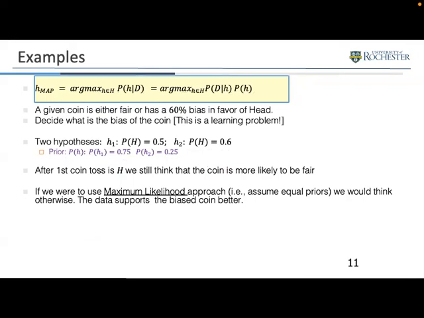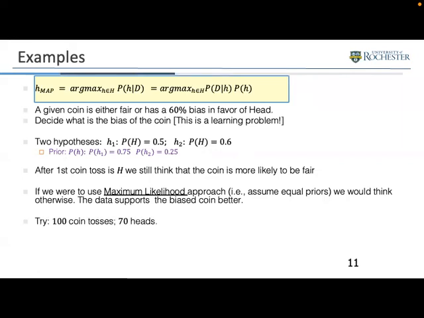If we use maximum likelihood, that is to say, if we do not use Bayes' theorem, we just assume everything is equally likely. There is no prior, or the prior is just equally likely. Then the data actually supports the biased coin better. So in this case, the Bayesian approach does not give us a tendency that it is more likely to be heads. So how can we do that?